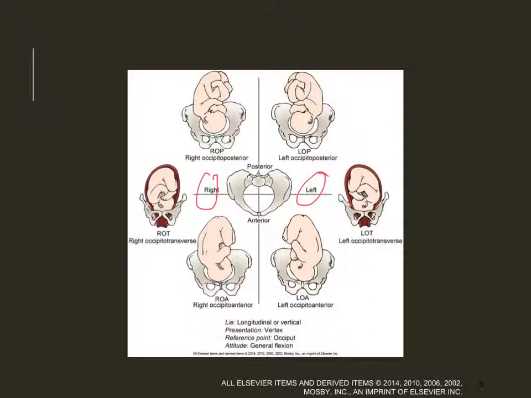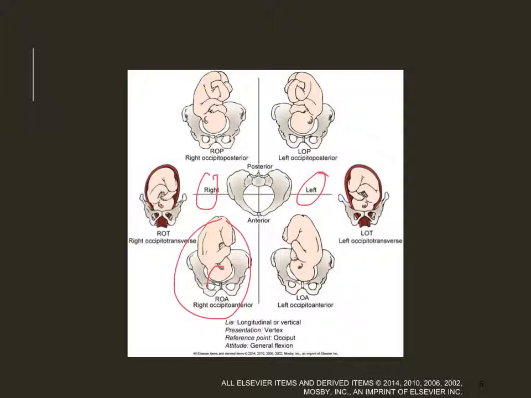So, for example, we have a right OA. This means the occiput is the presenting part and is located in the right anterior quadrant of the maternal pelvis. So we have a ROA, that's what we just went over, is this one right here.